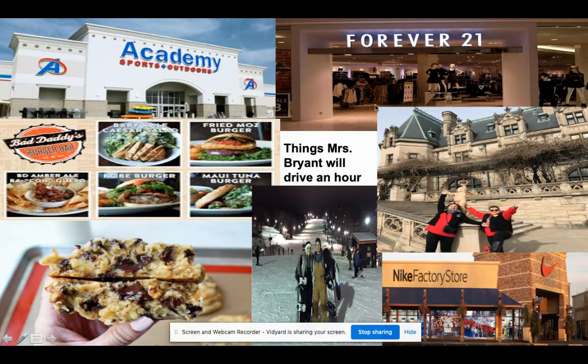Clothing wise, I love me some Nike. Y'all know I'm shoe obsessed. I have a problem. Forever 21, I buy a lot of clothes there, as well as a lot of my outdoor stuff. I'll go to Academy because I can get it super cheap. I love traveling, and I love going to places.